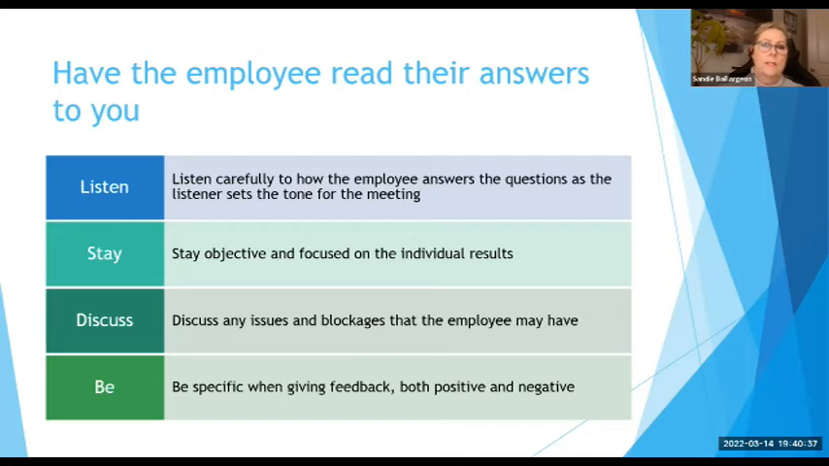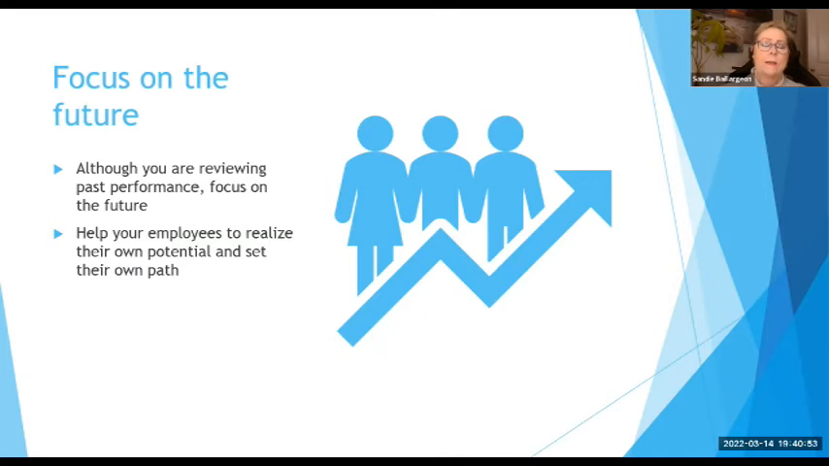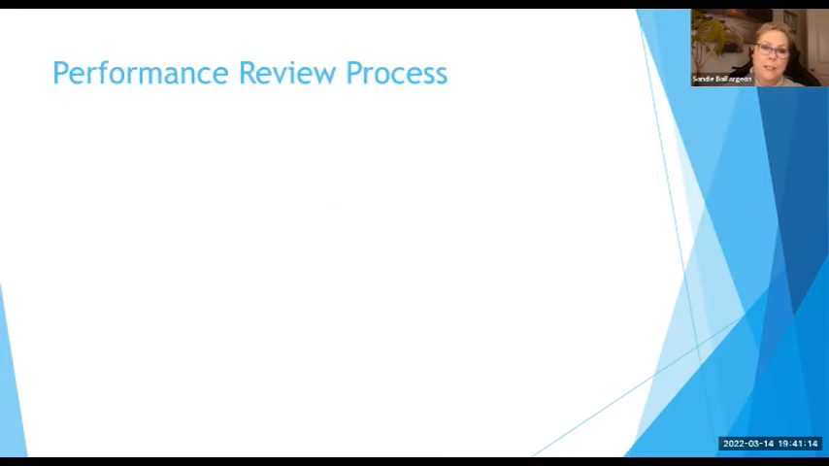So when you're setting targets with your staff, you really need to be specific with them and give them context and meaning behind what it is that you expect from them. And then be very specific when you're giving the feedback, both positive and negative. Especially the negative, if you have to give that, then you need to be very specific. Although you're reviewing their past performance, because that's all you have to work with, you can't tell the future, help your employees to realize their own potential and set their own path. So you really want to focus on their future performance, how they're going to be performing this year.